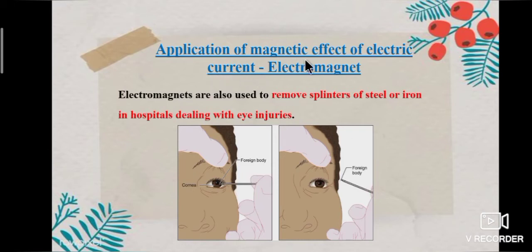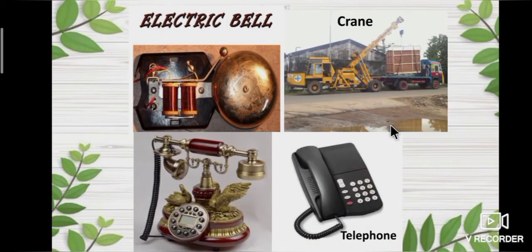Let's see the applications of the magnetic effect of electric current, that is, uses of electromagnets. Electromagnets are also used to remove splinters of steel or iron in hospitals dealing with eye injuries. Electromagnets are used in many appliances that we use in our day-to-day life, namely electric bells, cranes and telephones.